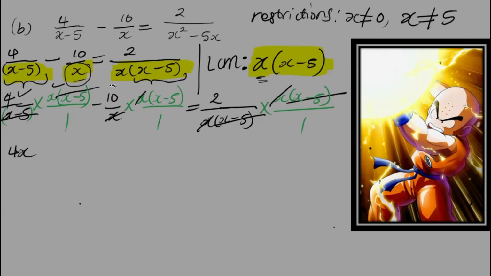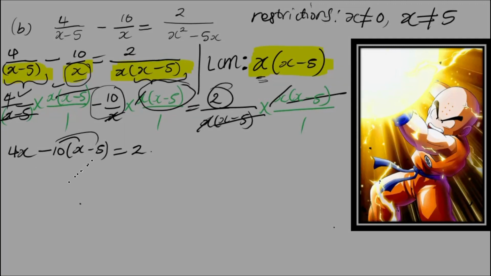And I'm left with the negative 10 here multiplied with this binomial. Let me write it like that so I don't make any mistakes. Negative 10 multiplied by (x minus 5) equals, here I'm only left with a 2. So I'll put a 2 there. Make sense? Now I distribute the negative 10 into the brackets. So I have 4x, and then negative 10 times x, that's negative 10x, and then negative 10 times negative 5, that's positive 50, equals 2.